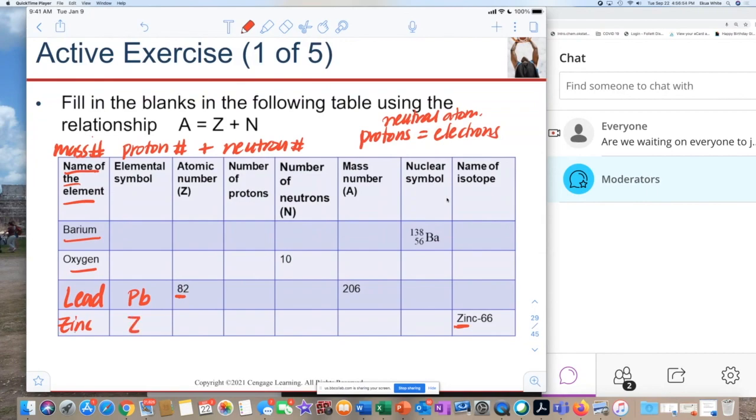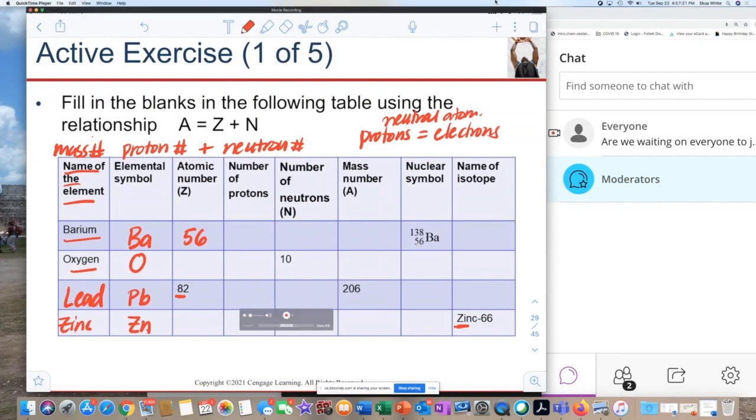Zinc, symbol, Zn. Oxygen, symbol, O. Barium, symbol, Ba. Okay? Atomic number, I have to go to the periodic table and figure out what the atomic numbers are. Barium is what, 56? I'm looking at the smaller of the two numbers in my periodic table, okay?